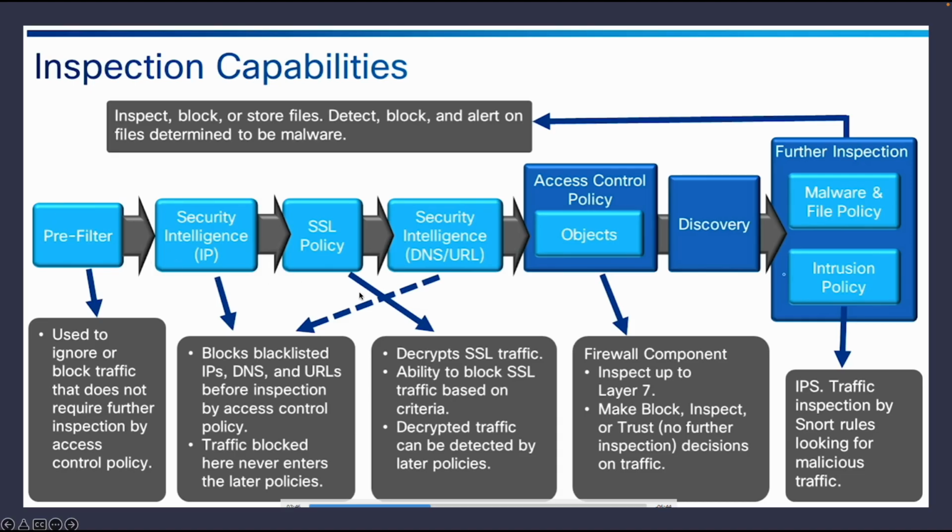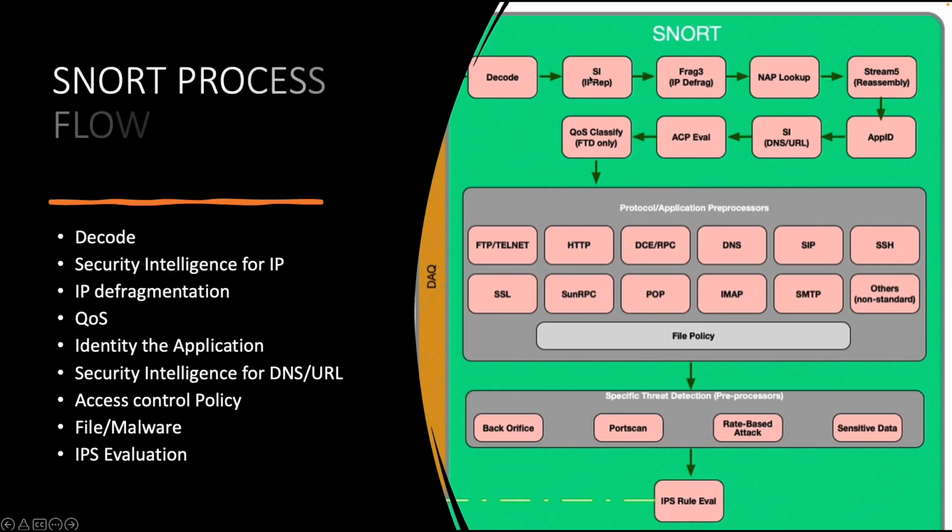Remember that these four guys here are always part of the Snort process, but this is called the preprocessors. So they happen before, right? So SI for IP, SI for DNS, ACP evaluation, QoS, then we check for the protocols like FTP, HTTP, go to file policy, and then there's some port scan, Back Orifice. So all of this is checked by the preprocessor, and then we go to the IPS evaluation. Those are the steps that we have. So they identify the application, security intelligence for DNS and URL, file malware, IPS, it's everything here, right? So that's the flow of the packet inside of the Snort process.